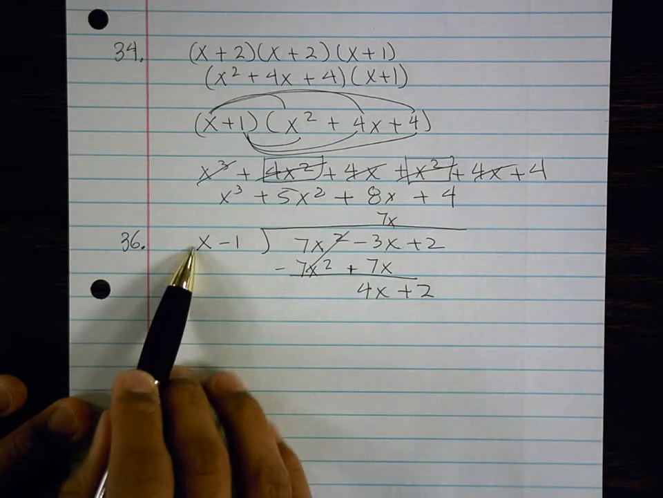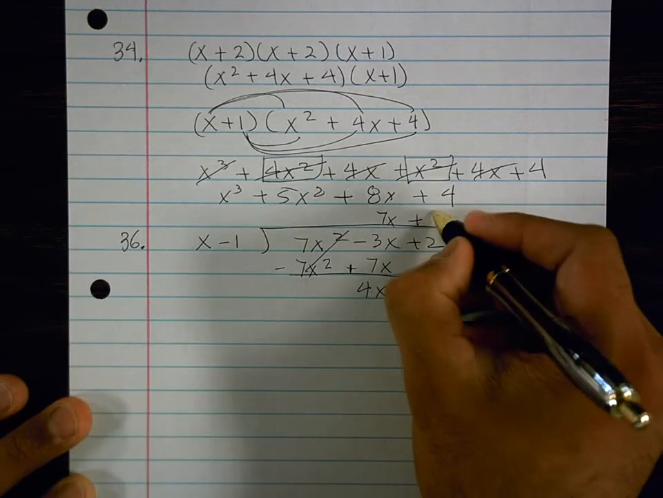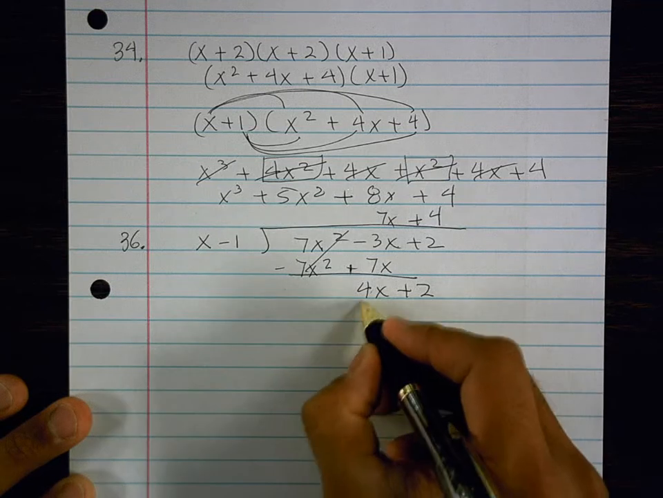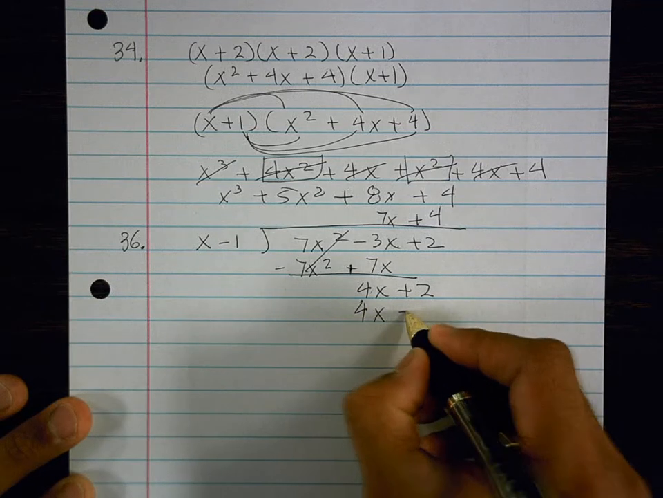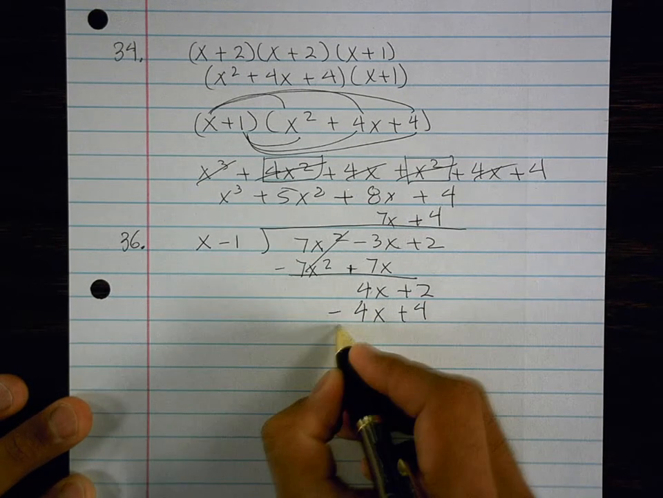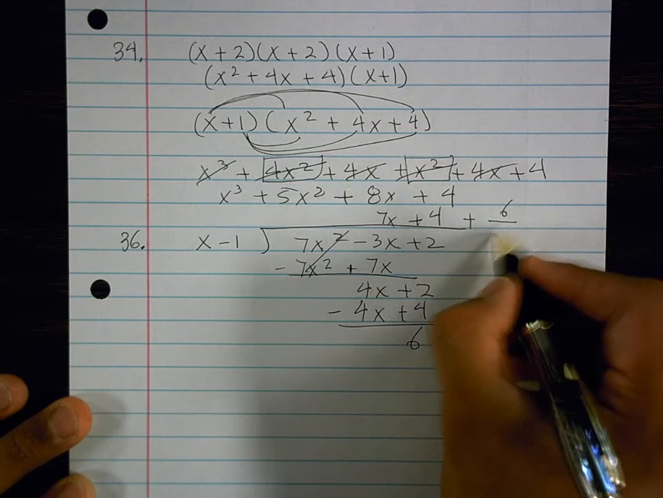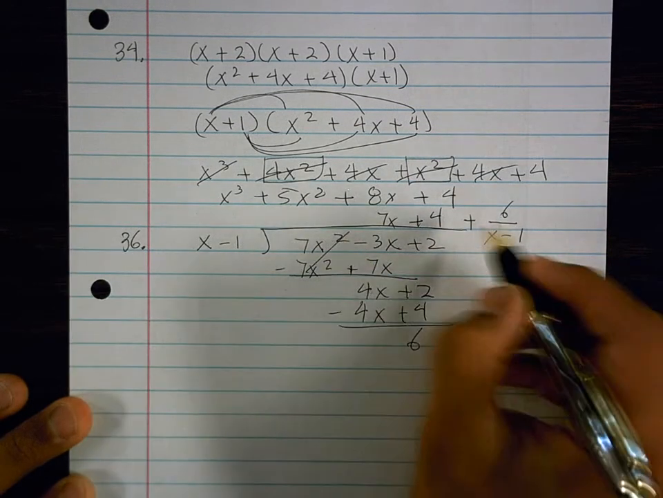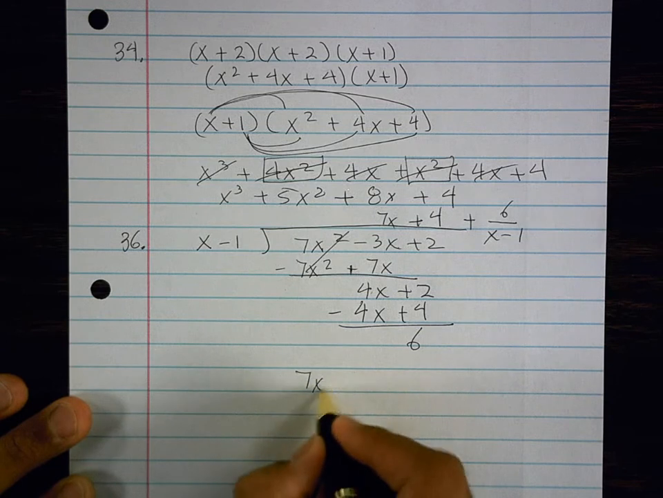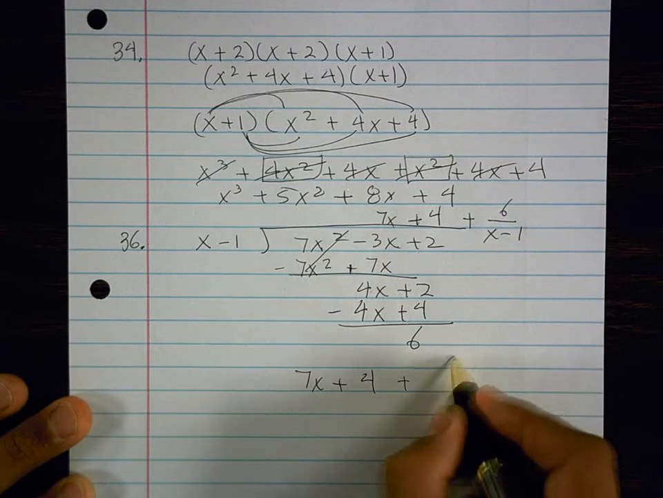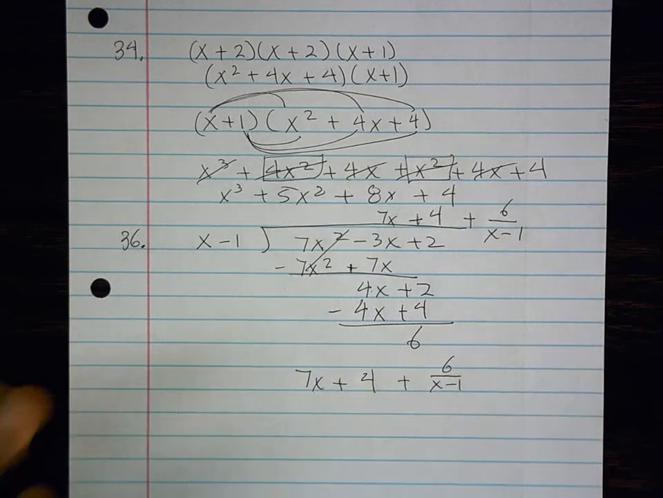And then we'll have to multiply this by something to get to that, and it's going to be 4. So we get 4x minus 4, then subtract it, we get 6. Now the remainder is always plus 6 over the original divisor. So just rewrite it. Your answer is this. It's plus.